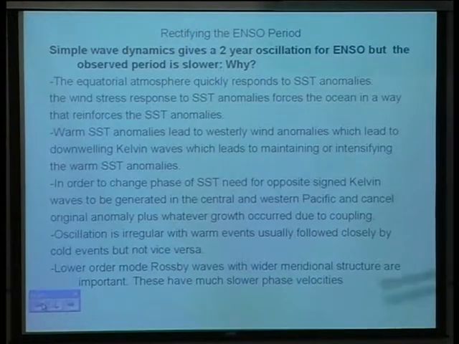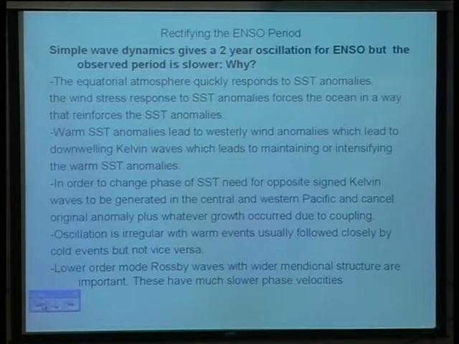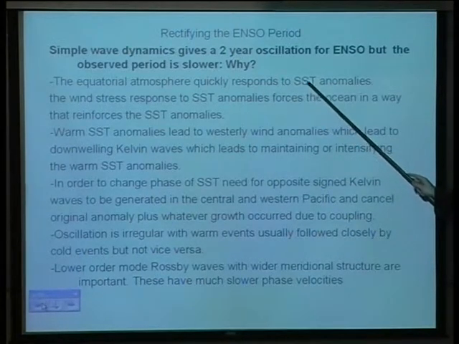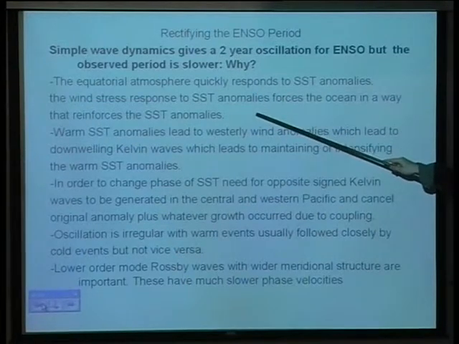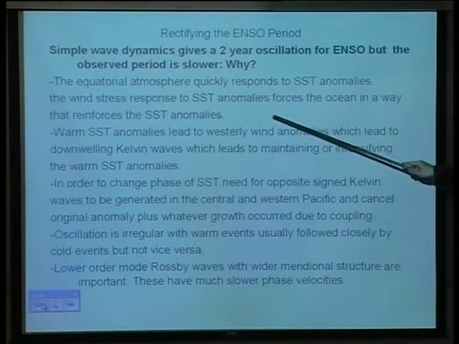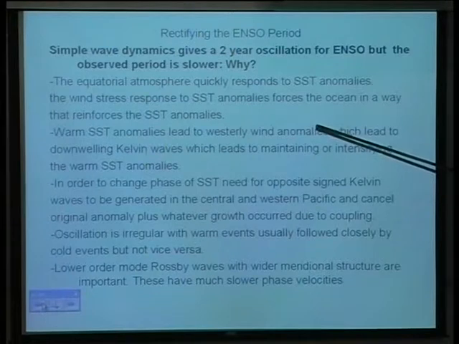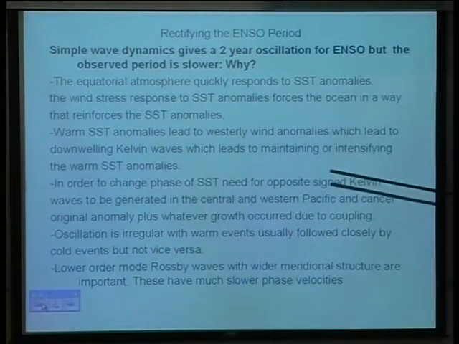Right. So why is the period faster than what I was showing with that idealized calculation, which would have been about 2 years? Because the equatorial atmosphere responds to the SST anomalies very quickly, the wind stress response would keep amplifying that original signal. So the westerly anomaly that I imposed, once the SST anomaly started to come, it would continue to exist and continue to drive Kelvin waves to the east. If it were opposite sign, it would have opposite sign Kelvin waves.